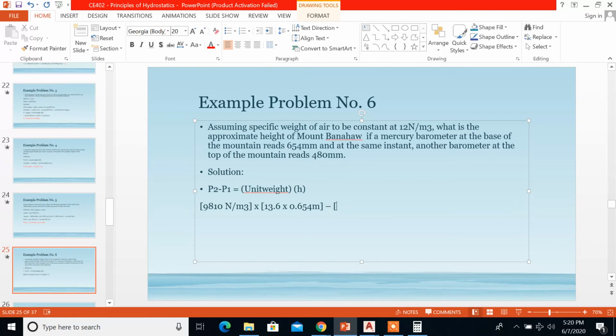Minus natin sa P1. Pressure 1 natin is yung nasa top. So, 9810 times 13.6 times 0.480. Equivalent to unit weight na. Unit weight ng air daw is 12 newton per cubic meter, times height. So, ilan yung ating height? Solve ko na lang siya sa calculator since matatagal lang.